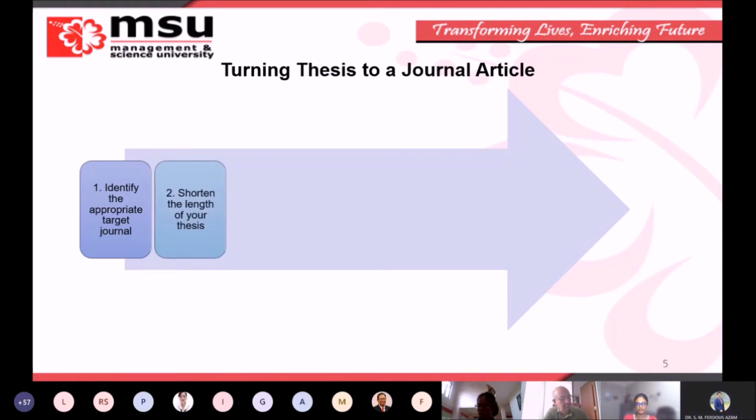Secondly, shorten the length of your thesis. Many people think that shortening the length of the thesis makes a quality manuscript. Yes, somehow yes, but make sure that only shortening the length does not come up with a good output, a quality journal article. Okay, so we have to be very, very careful about how to shorten the length of our thesis to change it into a quality article.